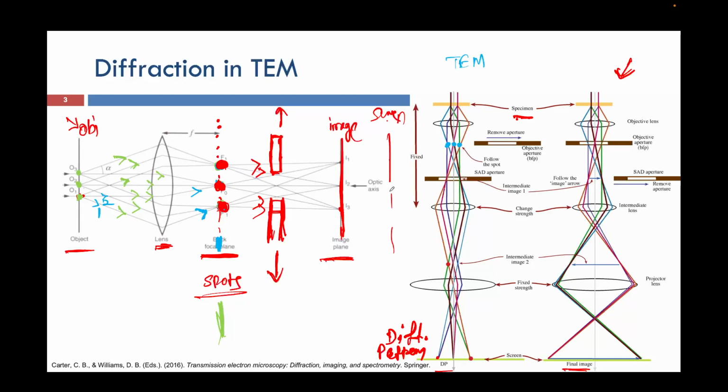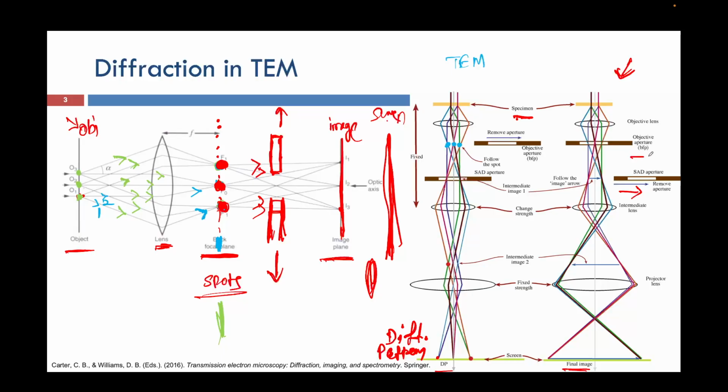if I put a screen after that, and after that some projector lens or intermediate lens system, then the final data that I will get from the screen will be an image. In that case, my selected area diffraction aperture is removed.